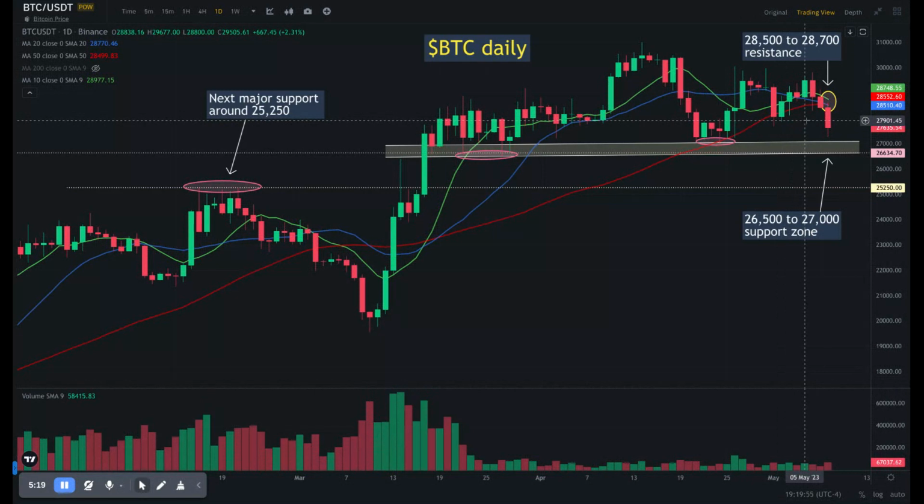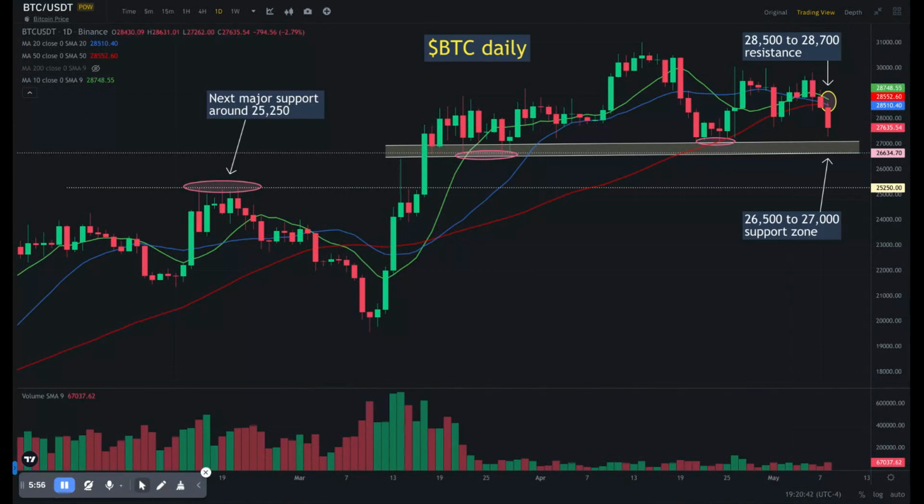Now, it may be negative on the surface that we broke below the 50-day moving average, but on the other hand, as swing traders, it's actually beneficial to us more so than the price action of the past 2 weeks. The past 2 weeks has been extremely choppy with whipsaw price action, but it's very hard to maintain staying in a position when there's no steady trend. So even though we've broken below the 50-day moving average, this is actually beneficial because now we may actually be entering into a more defined trend with less choppy price action.